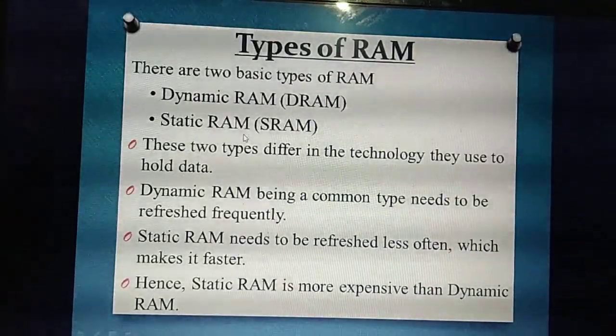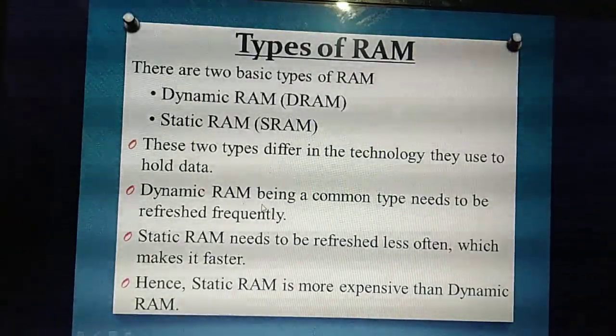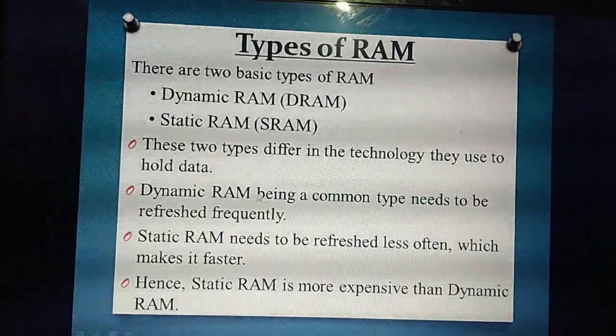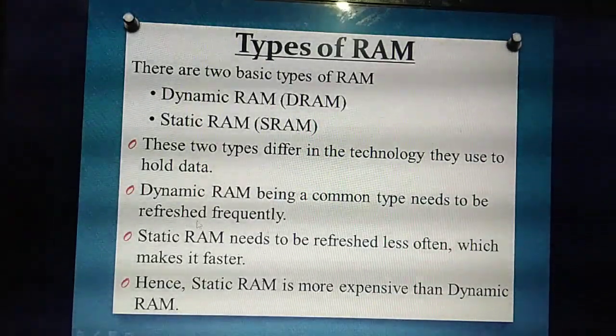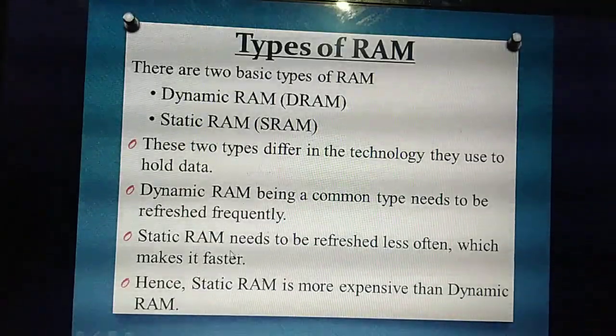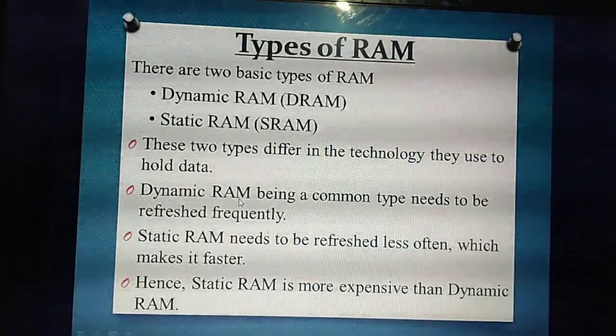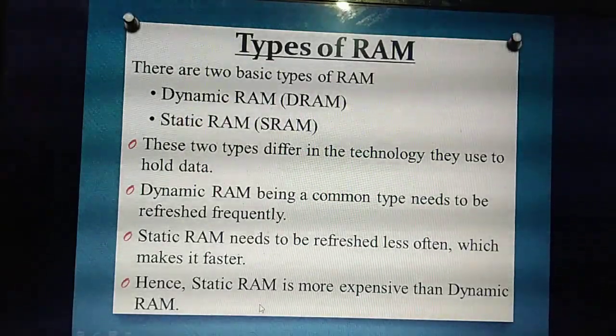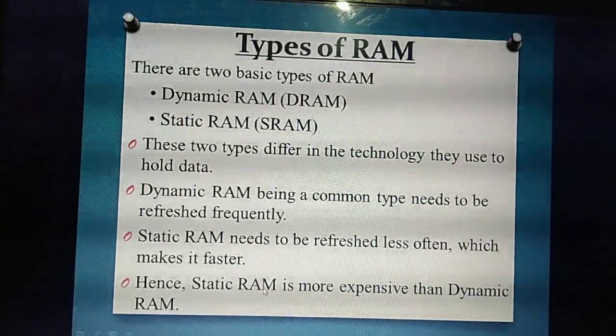Sometimes they will ask: differentiate between DRAM and SRAM. What's the first point? DRAM is a common type of RAM. It needs to be refreshed frequently, but SRAM need not be refreshed frequently. The DRAM works slower. The static RAM works faster. SRAM is more expensive than dynamic RAM.